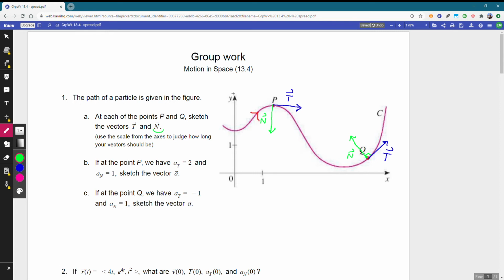All right, part B says, if at the point P we have AT equals 2 and AN equals 1, sketch the vector A. And so here this is going back to the fact that our acceleration vector is always in the plane that T and N define. We just need to go out to AT in our tangent direction and AN in our normal direction. And so here, if we go out 2 in the tangent direction, coming from AT equals 2, and 1 in the normal. All right, we'll get this one right here, and so this will be our acceleration vector if that were the case.